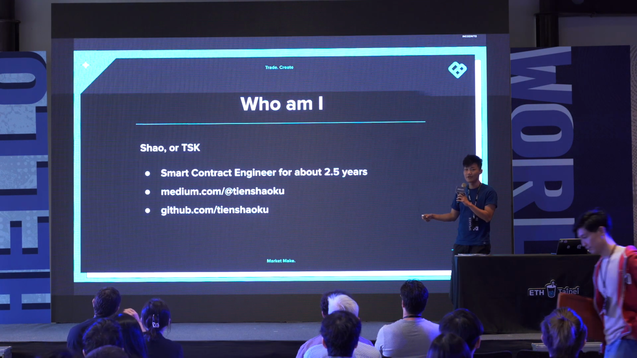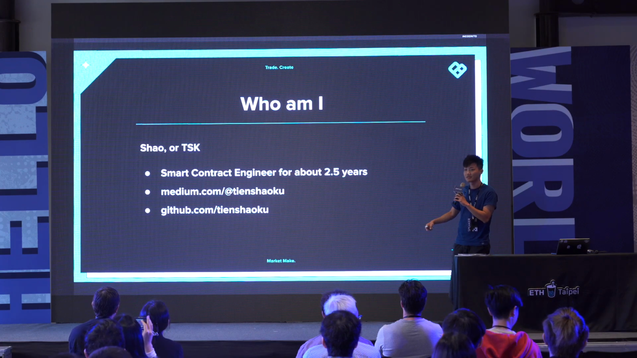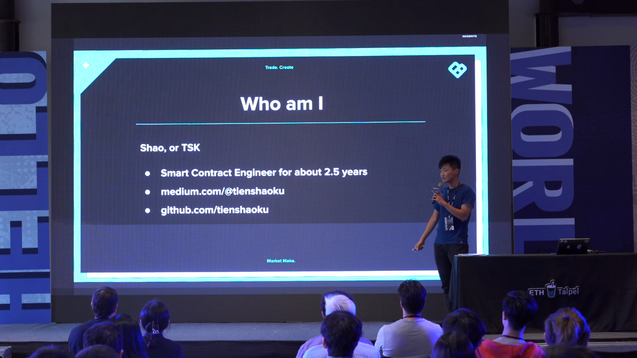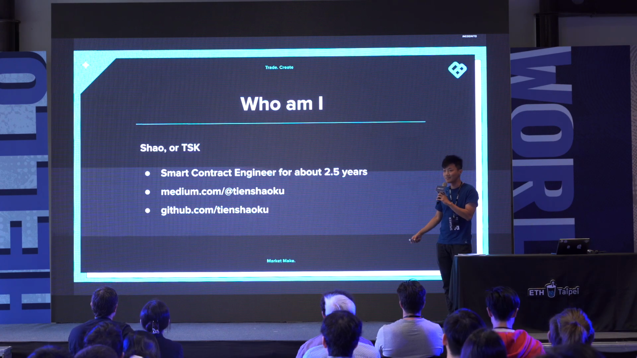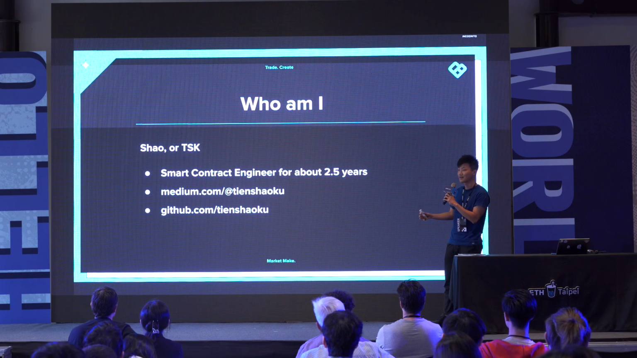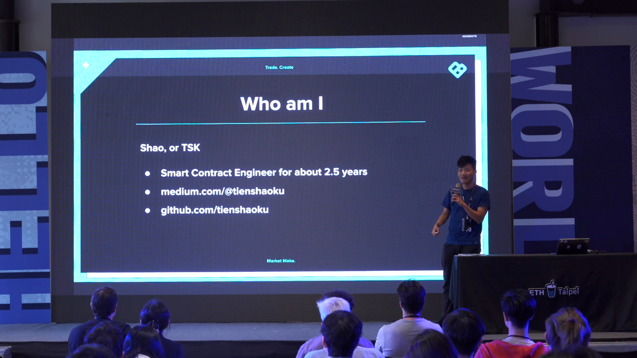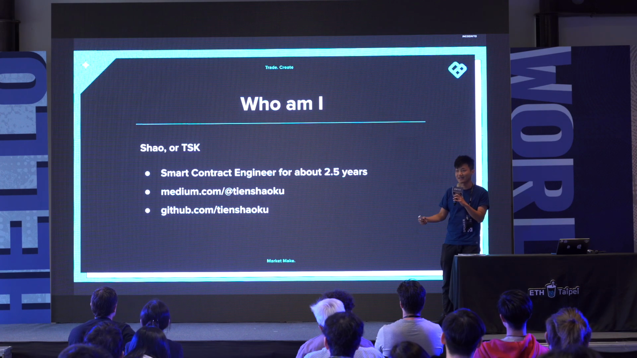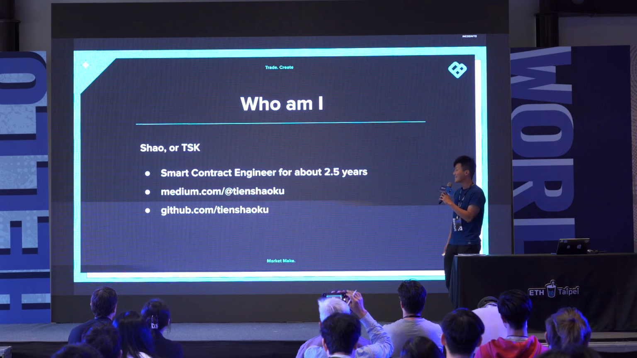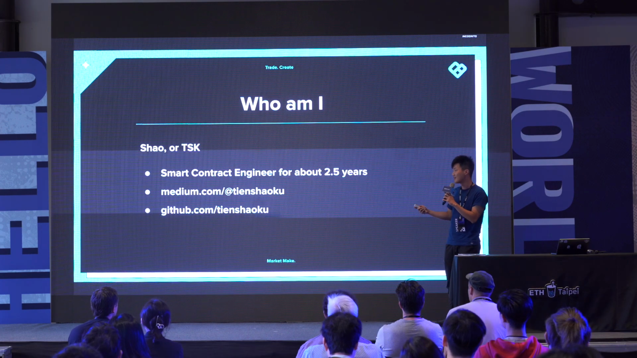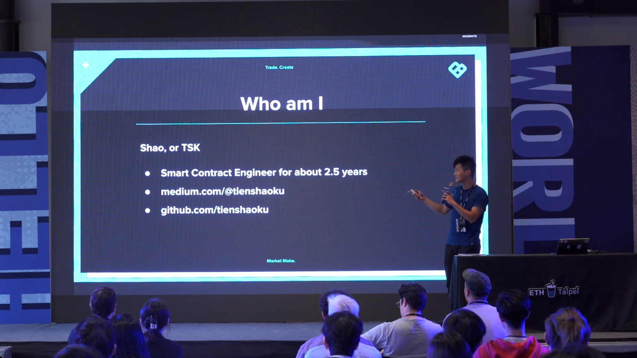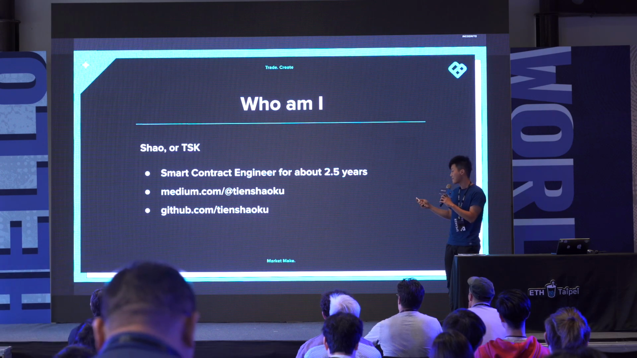So my name is Xiao, or you can call me TSK, that's my Discord handle. I've been a smart contract engineer at Perpetual Protocol for about 2.5 years, which is not really that long, but also long enough to partake in some of the greatest events in crypto, for example, FTX. So I call myself a veteran for surviving that and also just taking a piss out of myself, out of that misery. And you can also find me on Medium and GitHub. I sometimes write some crypto-related articles on my Medium and also other things.